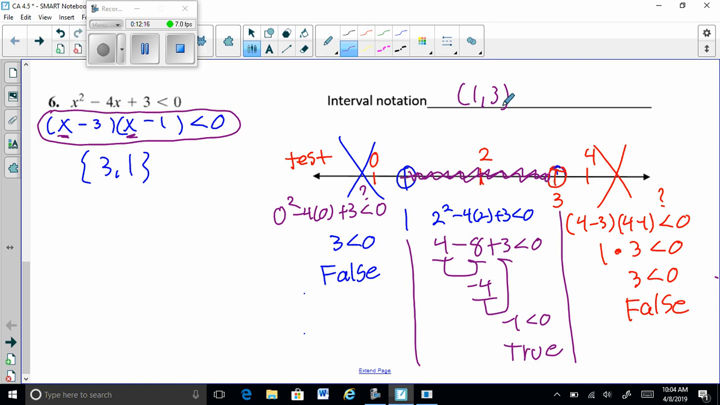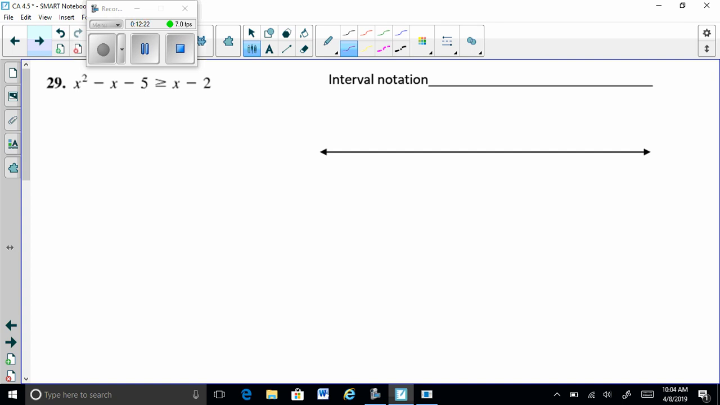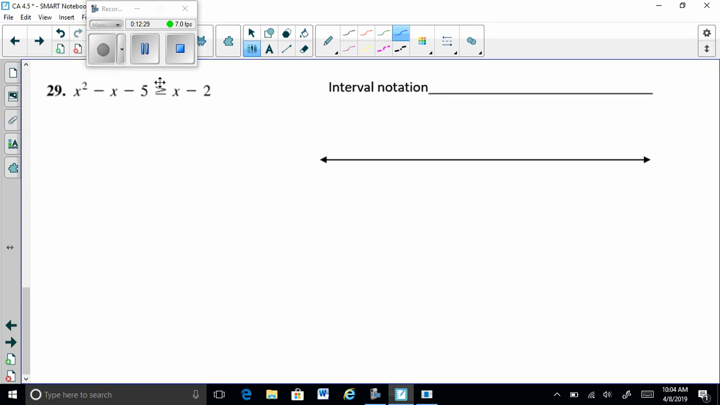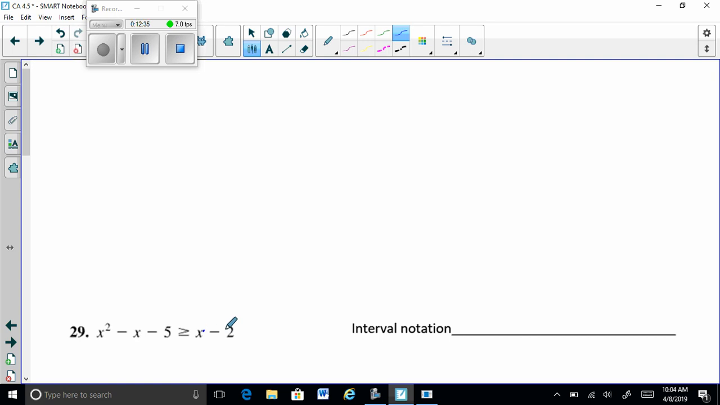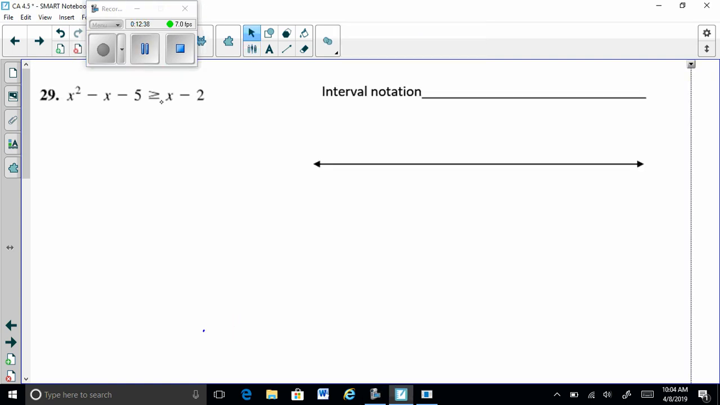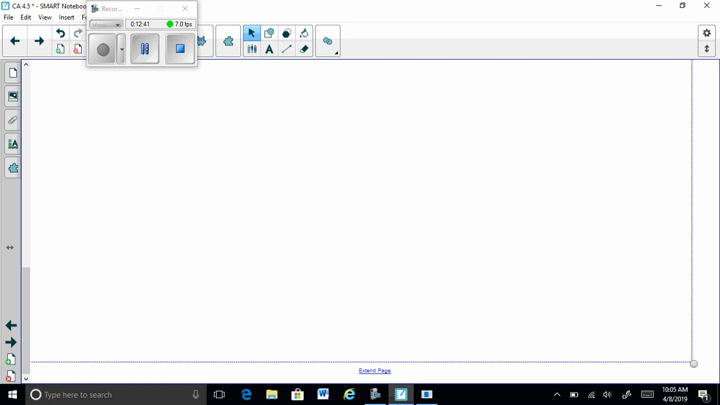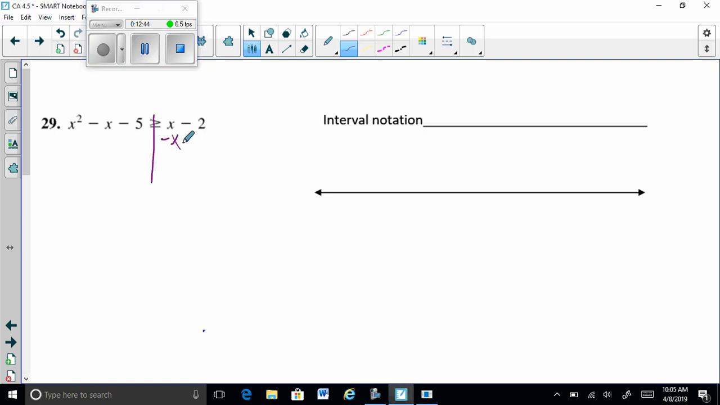All right, I think I've got maybe 1 or 2 more of these. Okay, so this one just needs to get cleaned up a little bit. We want to make it look like the others. So what we'll do here is subtract an x from both sides and add it to both sides. We end up with x squared minus 2x, and then negative 5 plus 2, that'll be a minus 3. And we want to know when that's greater than or equal to 0.